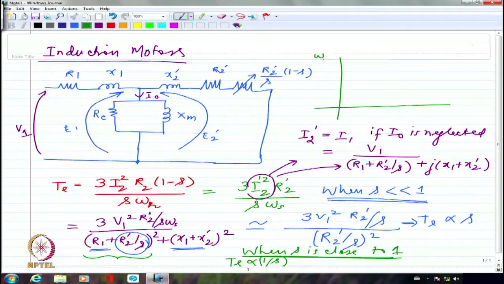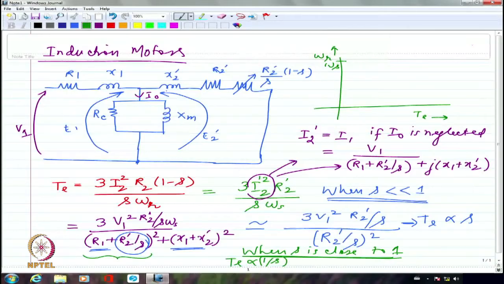So on the whole, I should be able to draw the characteristic somewhat like this. Let's say this is omega r increasing and this is torque in the increasing direction. When omega r is equal to synchronous speed, omega s, at that point, if at all the rotor ever reaches the synchronous speed, which can never happen in steady state, then I am going to have really no rotor current at all, no torque at all.